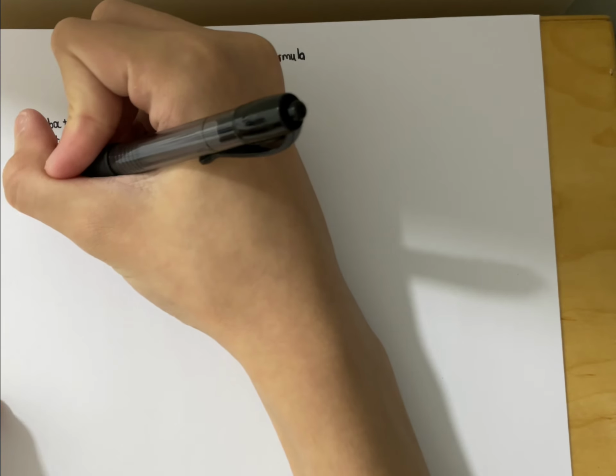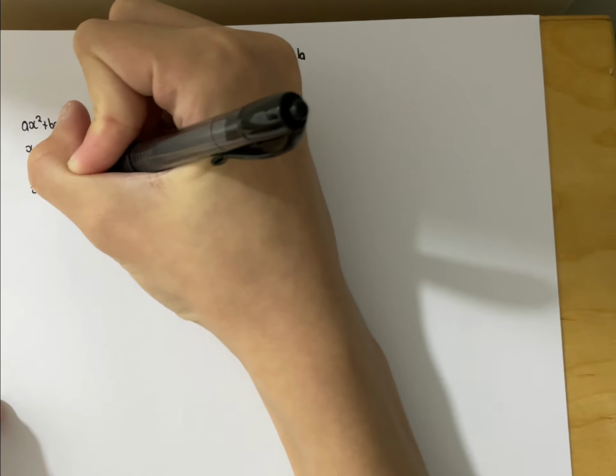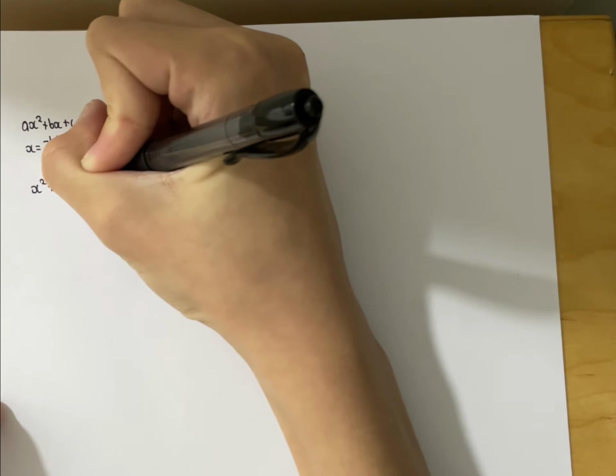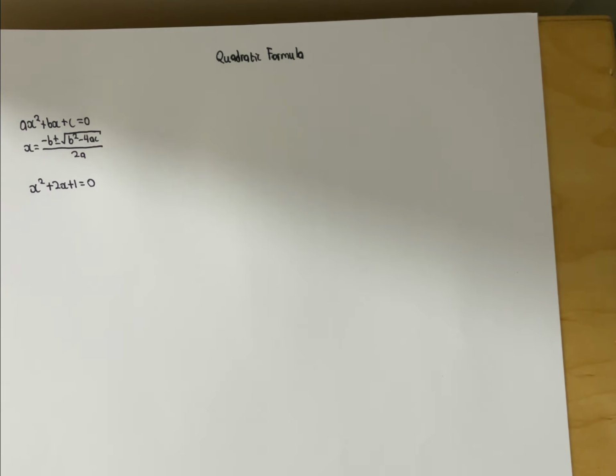So, let's do a hypothetical example before we get into some problems. Let's say we have the equation x squared plus 2x plus 1 is equal to 0. Now, how would we solve this using the quadratic formula? I know you can factor it as x plus 1 squared, but that's not what we're learning today. We're learning the quadratic formula. I'm just doing a simple example.